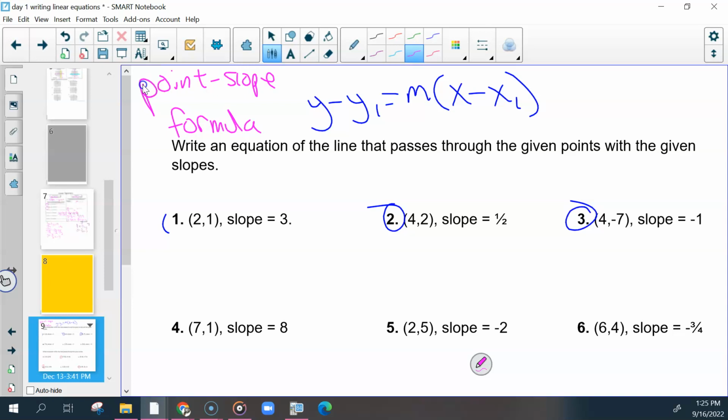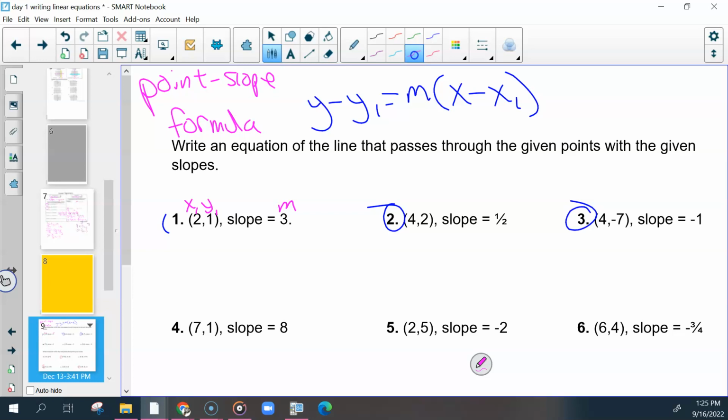So, I'm a visual person, so for me, I need to label things so I know what goes where. This y and this x are just variables. They're going to stay y and x. We're not changing them. Everything else will get changed. So, in number one, this ordered pair is going to be x1, y1. Slope is represented by m. So we're going to take those three numbers and put them into our formula.